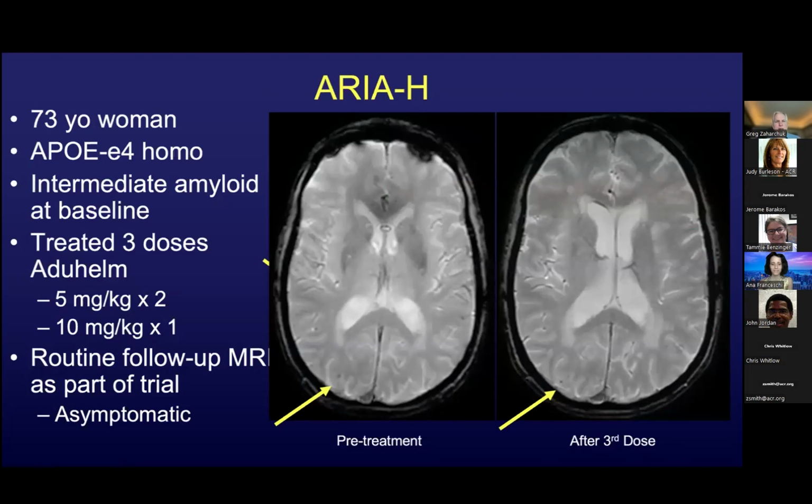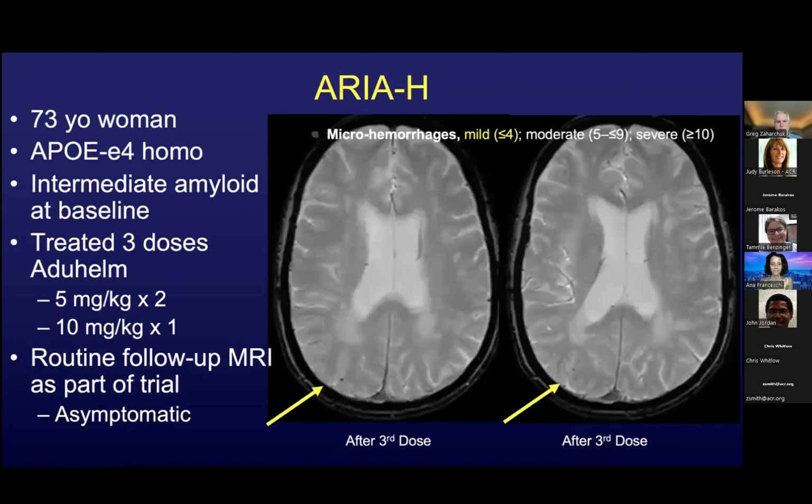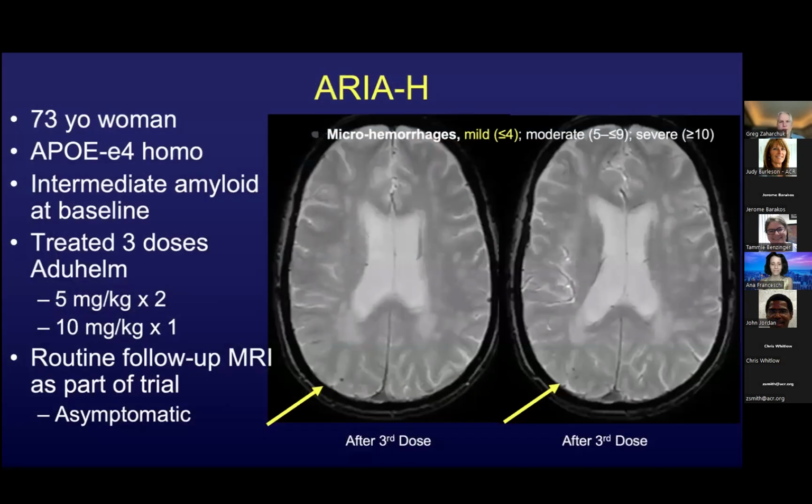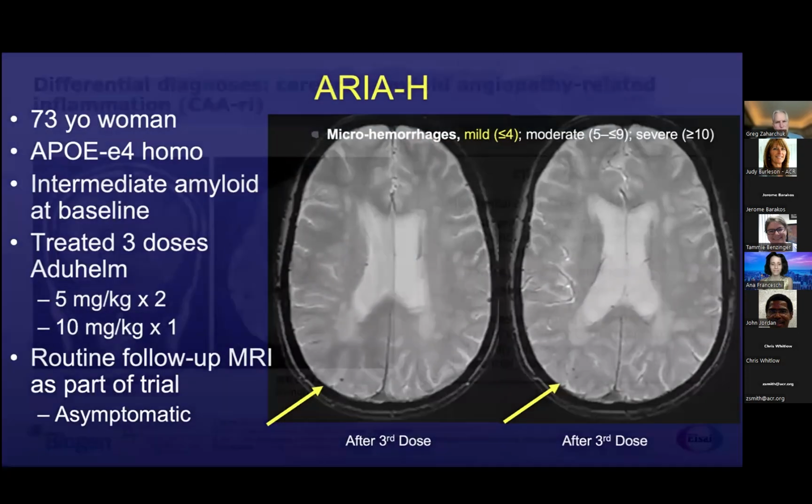Okay, so let's go back and look at another case. This is a patient who I showed you before. Again, you can see a microhemorrhage here in the occipital lobe after the 3rd dose. Now, of course, it's important to go back to the original study, and you can see that pre-treatment, in fact, that is actually there. So this would not be considered ARIA-H based on this. However, you can see that there are areas of new microhemorrhage that were not present. So in this case, there were less than 5 microhemorrhages, and for this reason, this is a case of mild ARIA-H.